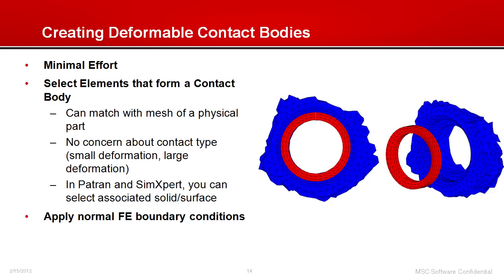And to create a deformable contact body, it's a minimal effort. For example, in this example of a bushing and a lug, you can just select all the elements in the bushing as one contact body, and you can also select all the elements in the lug as another contact body. In this case, we're just showing parts of the contact body in this lug. So you don't have to say, okay, this part of my bushing is going to contact this part of my lug. The program automatically will calculate that and take care of that for you.